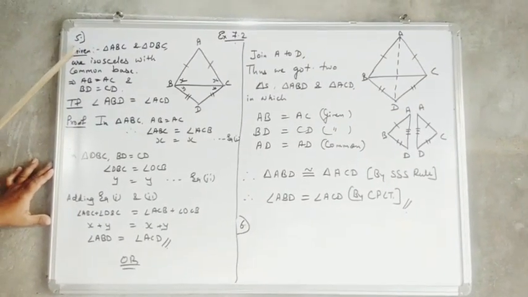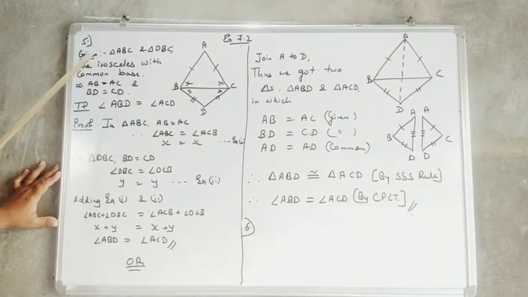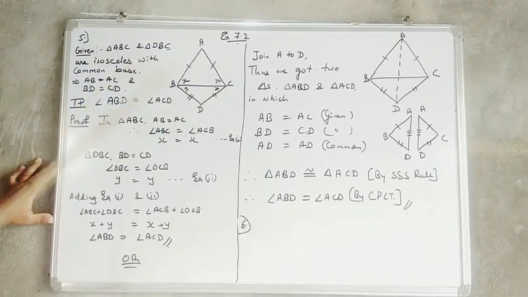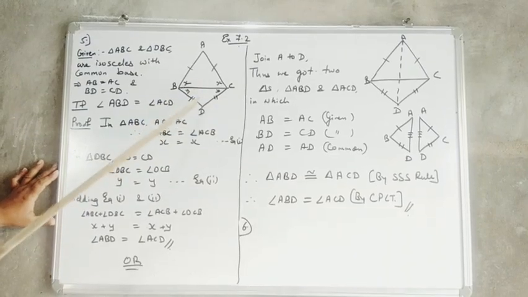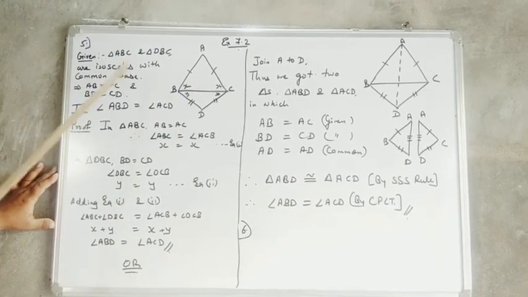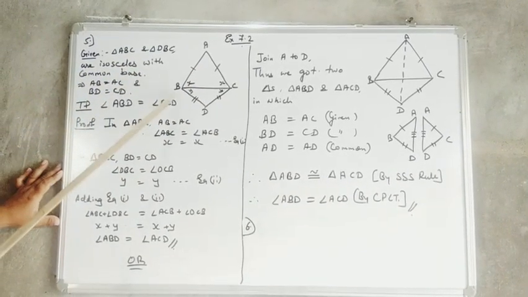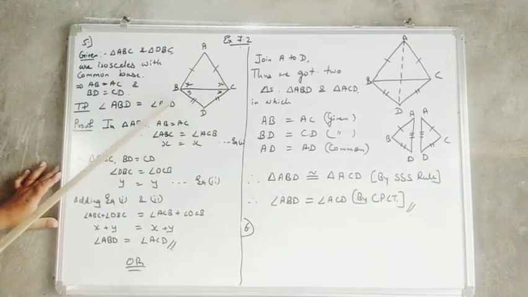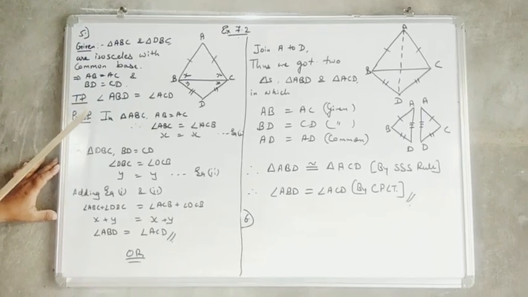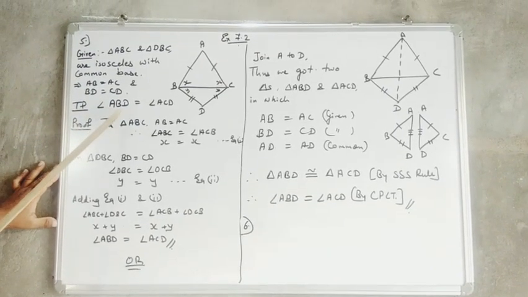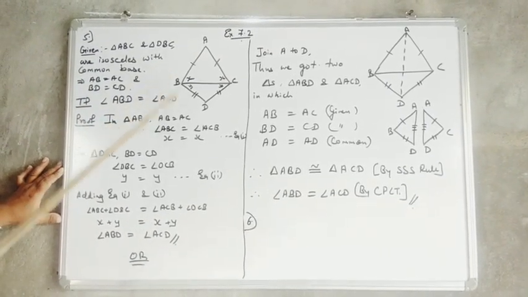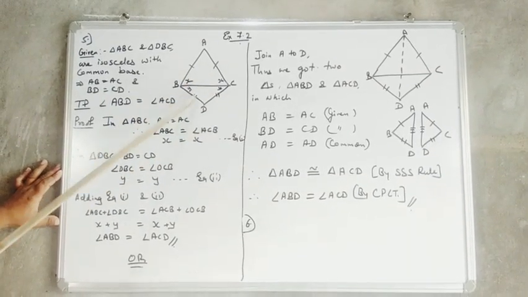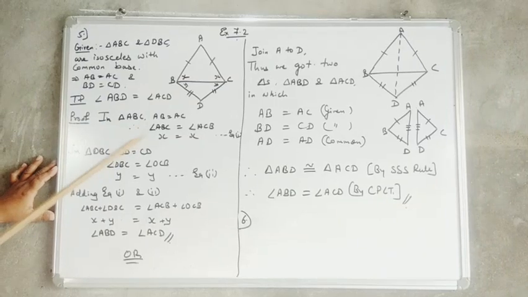Solving question number 5. They have given triangles ABC and DBC. These two triangles are isosceles with a common base. The common base is BC. If you divide, it will be ABC and DBC. And we have to prove that angle ABD is equal to angle ACD.